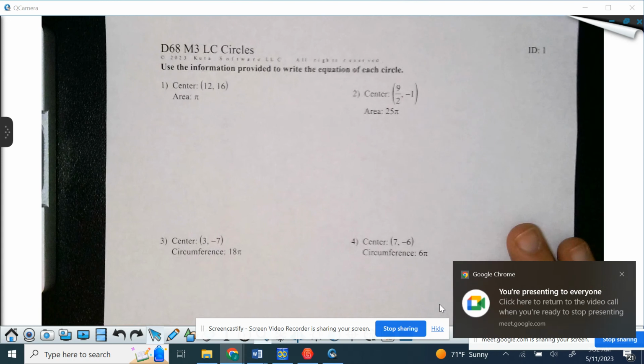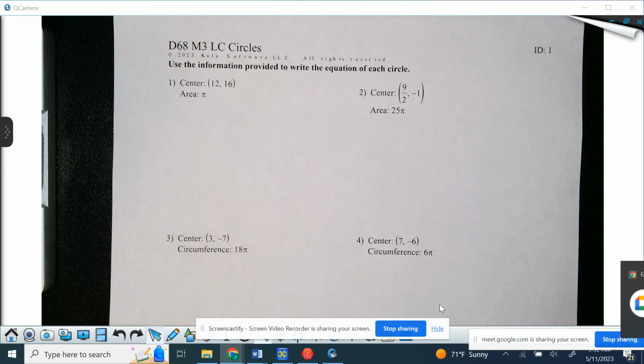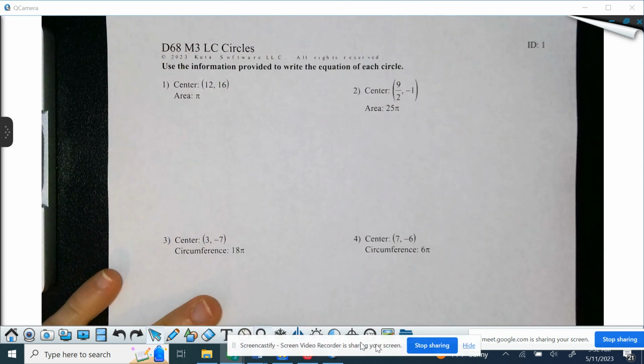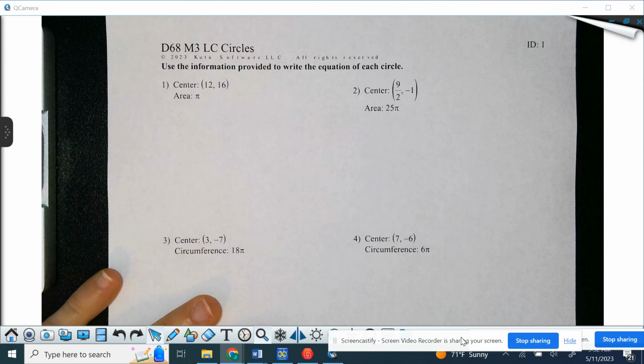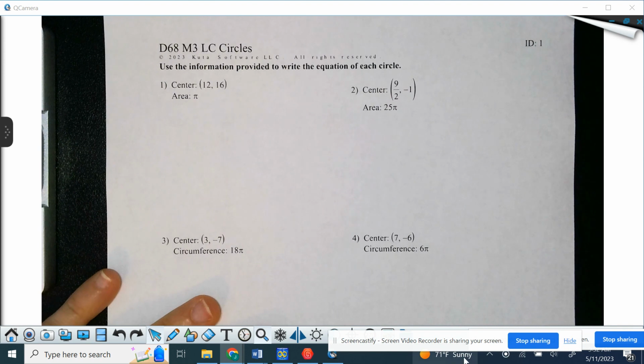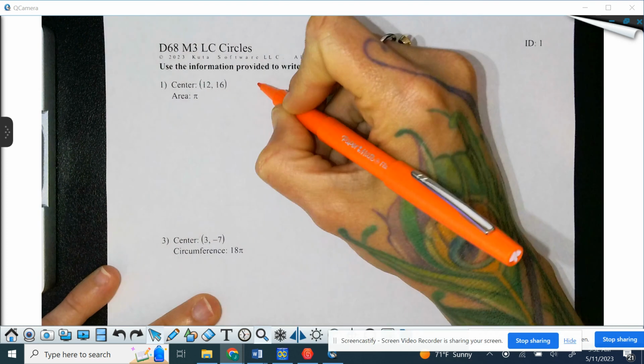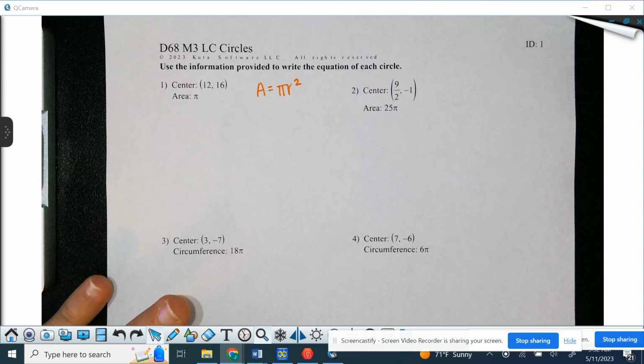So area and circumference. The biggest thing is just remembering. It's been a hot minute since you've done area and circumference of a circle, other than in volume. But I feel like for a lot of people, it still is kind of far away. So area of a circle is pi r squared. Whoa, why is that doing that? And that's something you have to remember.